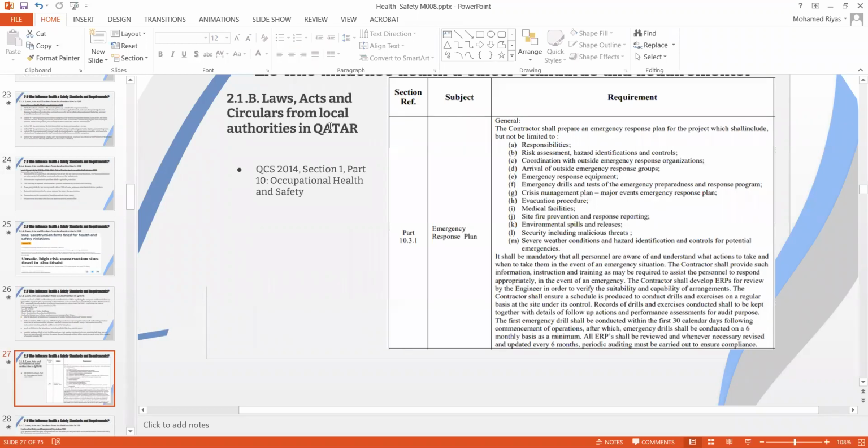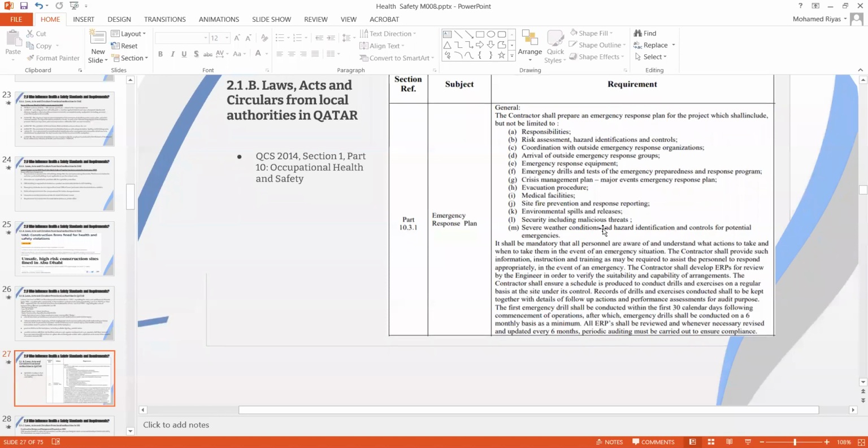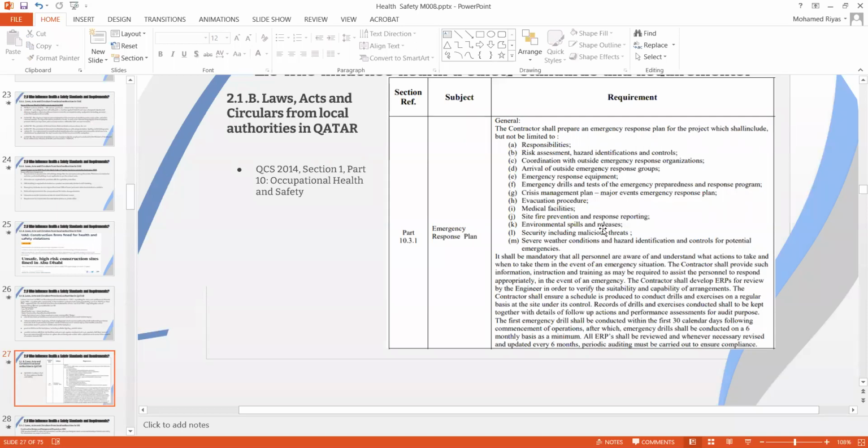Coming to QCS 2014, there are a few requirements to be followed as a safety plan, and one of them is the emergency response plan. You need to have an emergency response plan in place as part of the QCS requirement, which will include responsibilities, risk assessment, hazard identification and control, coordination with emergency organizations, arrival of outside emergency response equipment, crisis management plan, evacuation procedure, medical facilities, site fire prevention and so on. So as part of the standard itself, the contractor is supposed to have an emergency response plan. This is how safety has been addressed in Qatar as a legal requirement.